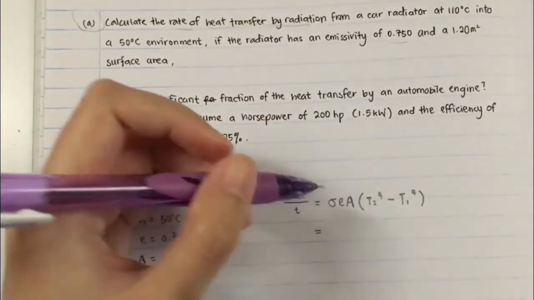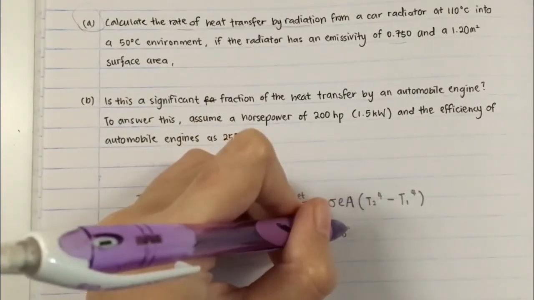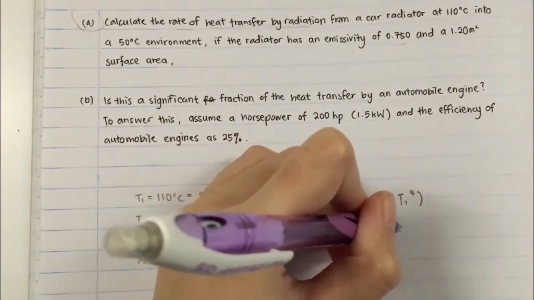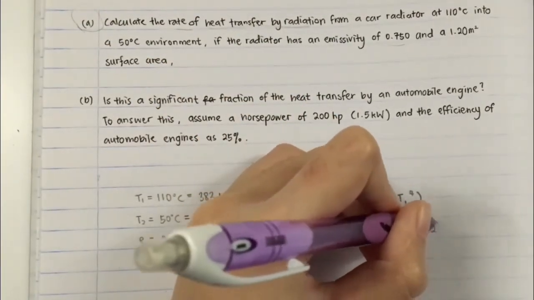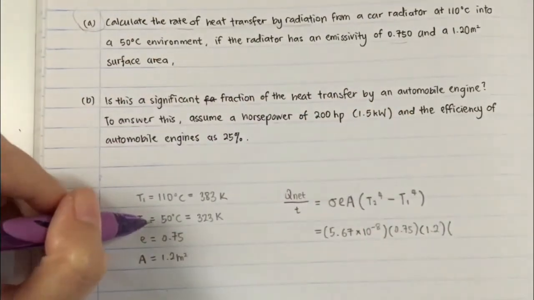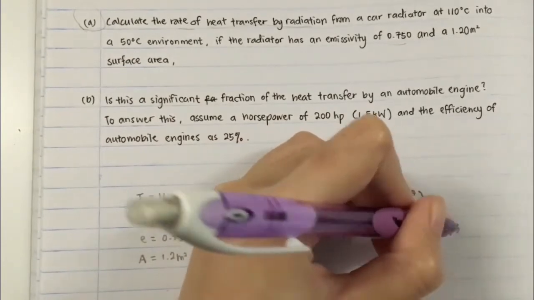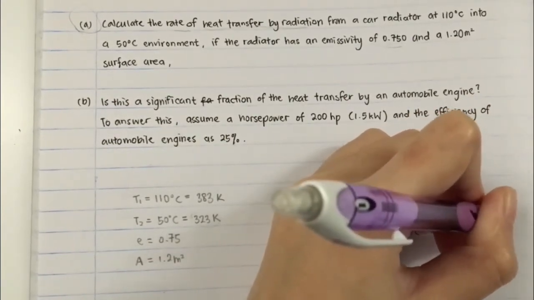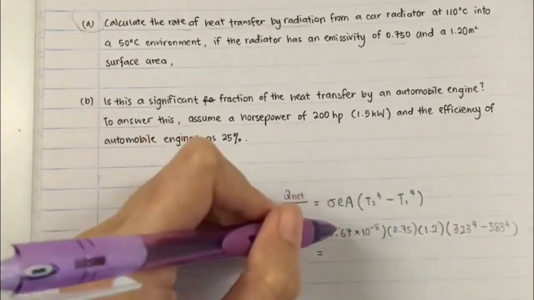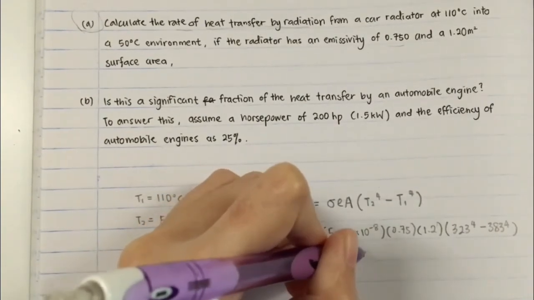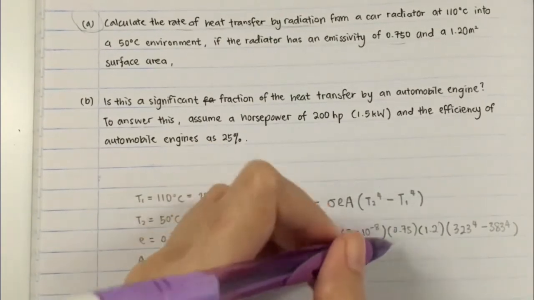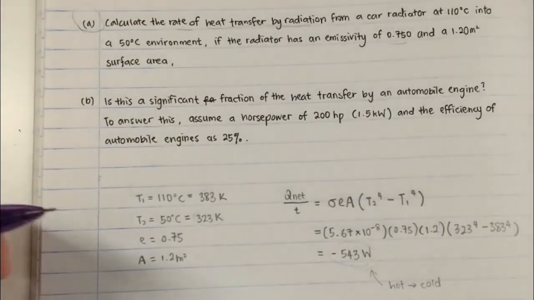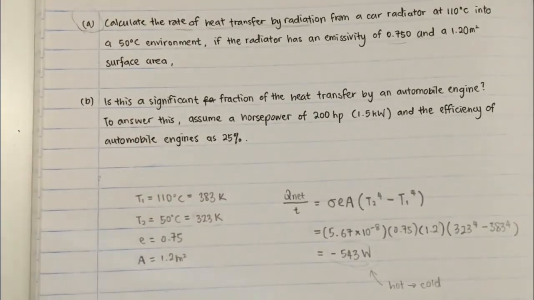This is the Boltzmann constant. The value is always 5.67 times 10 to the power of -8. The emissivity is 0.75. Area 1.2. And the temperature, T2 to the power 4 minus T1 to the power 4. Do the math and we get -543 watt. The value is negative because the heat travels from hot to cold. Okay, this is the value for rate of heat transfer by radiation.